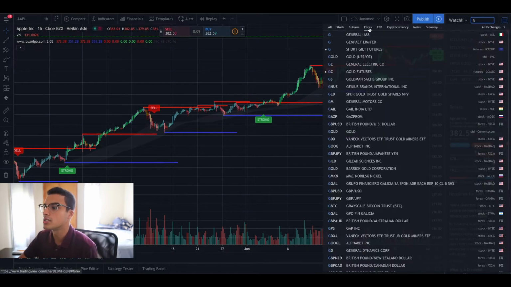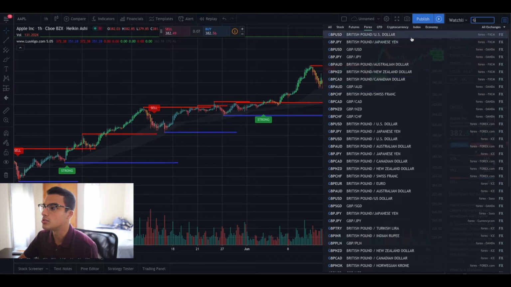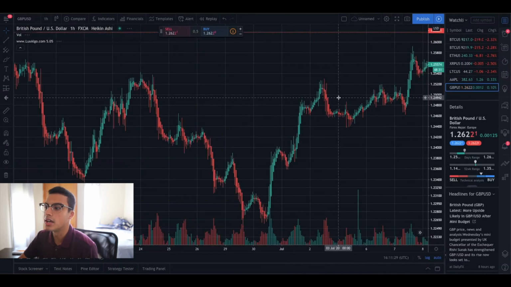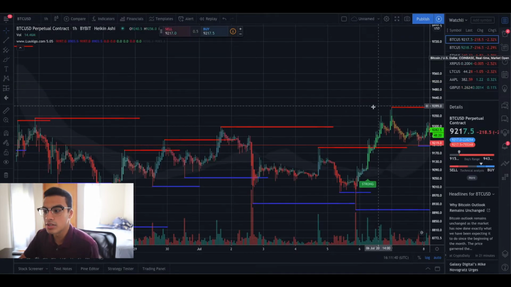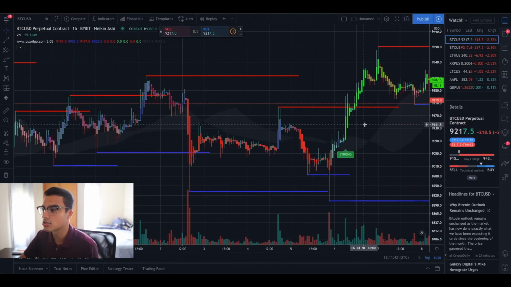Let's say I want to do Forex instead. I could just choose this random one. I click over here, and the same thing is over here. That's one of the reasons why I really love this indicator: you're not limited to one asset class. Whatever TradingView offers, you can use it on any stocks, crypto, whatever it may be.